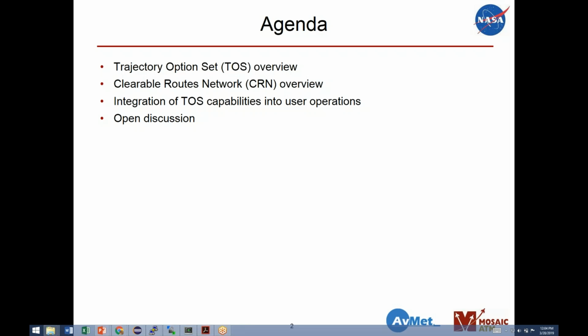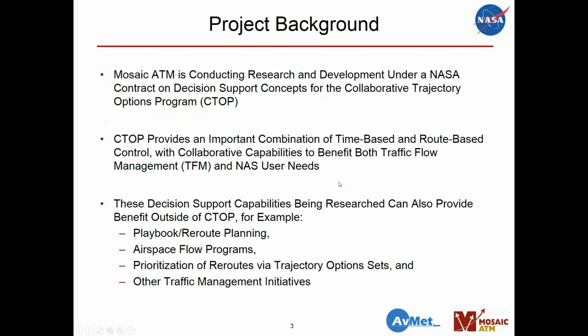So we'll start by talking about an overview of trajectory option sets, and then we'll talk about what we're calling the clearable routes network, which is one of the main components that we're using in this research that we're conducting for NASA, and that we're looking to get your feedback and comments about this approach that we're using. And then we'll talk a little bit about integration of TOS capabilities into operations, and then finish up with some open discussion.